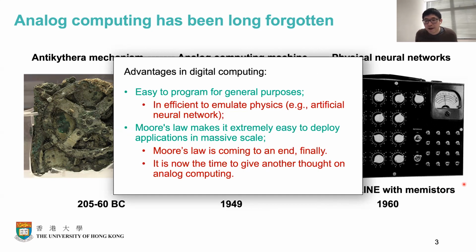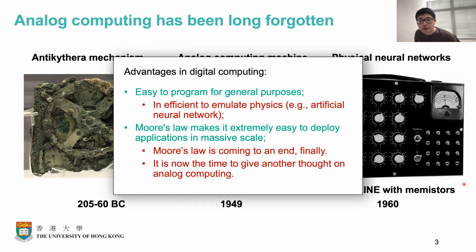The good point and bad thing is that Moore's law is finally coming to an end because we are approaching 3 nanometers, 5 nanometers, which if we use that to build a transistor, is basically several atoms. So it's very challenging to continue Moore's law as it used to be. The good thing about it is that we got lazy in the past few decades, and we don't innovate too much. So it's probably now the time to give another thought to analog computing, which is another paradigm of computing.